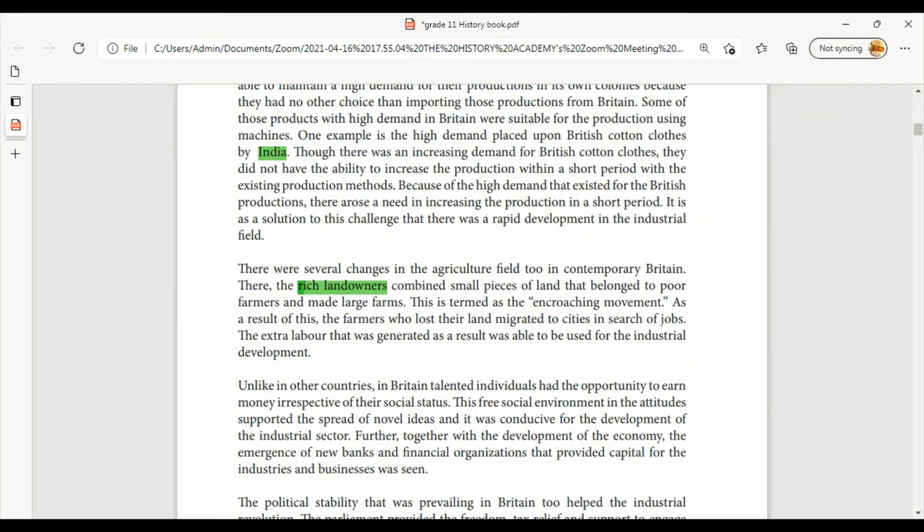That means these farmers who lost their land went to the cities in search of jobs. In the cities, due to industrialization, they got many jobs, right? This is due to the enclosure movement. So what is the enclosure movement? It is when landowners combined small pieces of land that belonged to poor farmers and made large farms, right? Due to that, the poor farmers lost their land and migrated to the city, so extra labor was generated, and it could be used in industrial development, right?